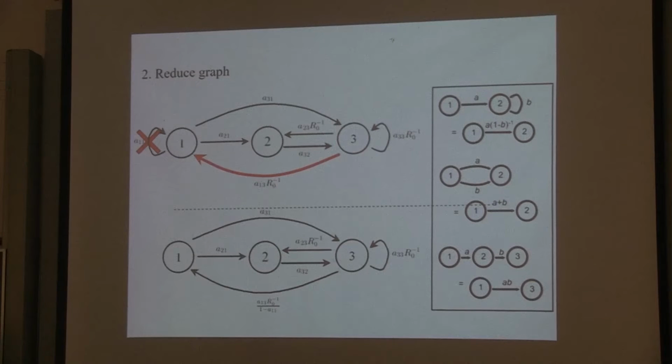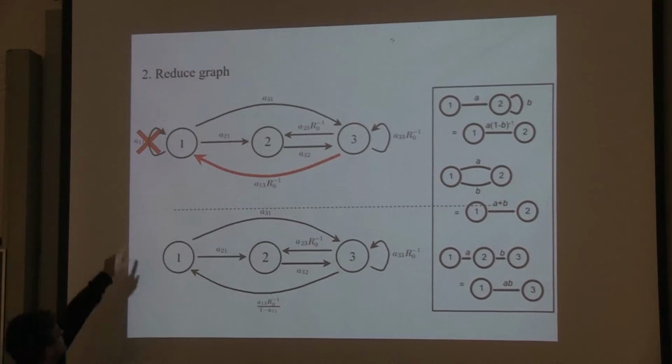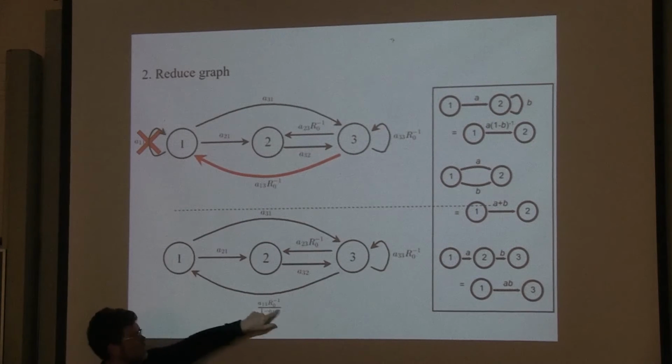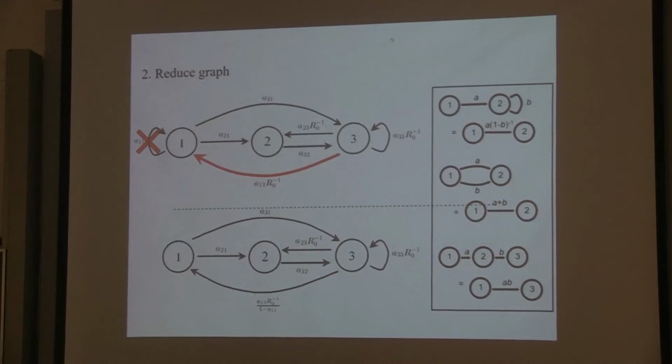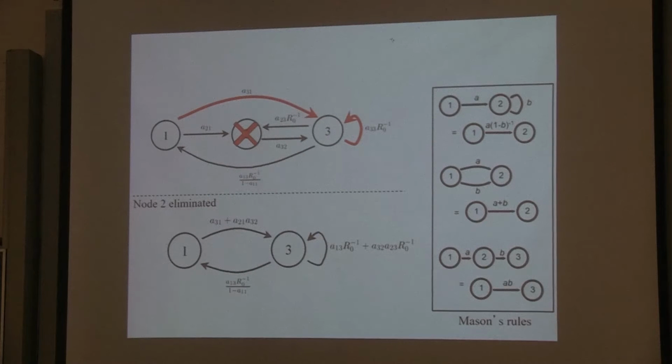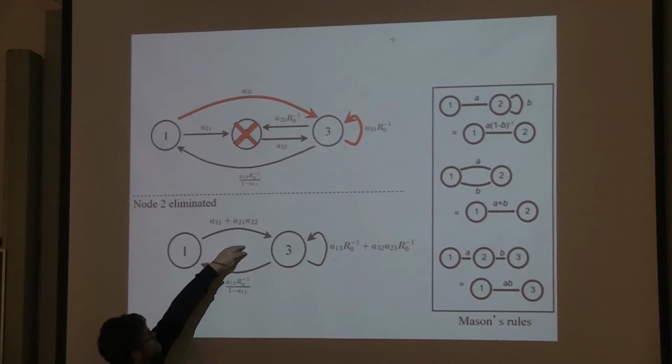Yeah, the first one, right? Yeah, because we're taking out that self loop and we're just putting in 1 minus A11. Okay, so we want to now apply. Go from what we had in the previous slide and remove the second node.